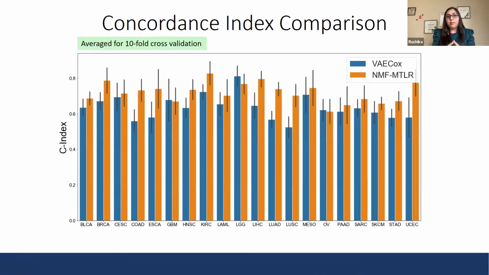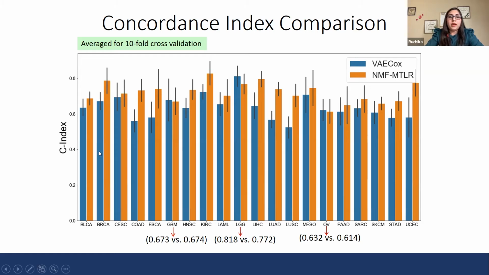Then we compared our approach, the NMF-MTLR approach, with the VAE Cox model, and we observed that NMF-MTLR consistently performed better in terms of C-index in comparison to the VAE Cox model. For 15 cancers, it gave us significant separation, and results were better compared to the VAE Cox model. We also saw that for 3 cancers, VAE Cox was giving slightly better results in comparison to NMF-MTLR, and those were GBM, low-grade glioma, and ovarian cancer.